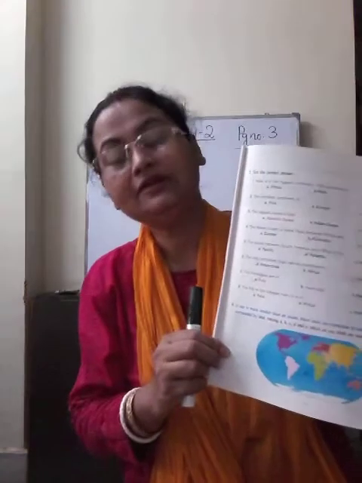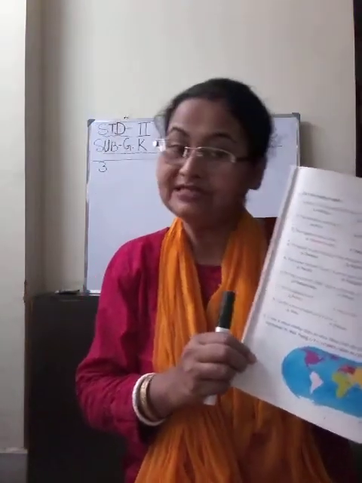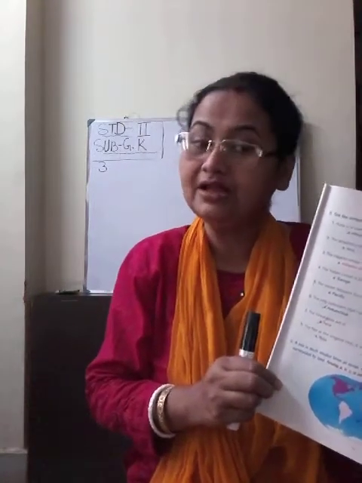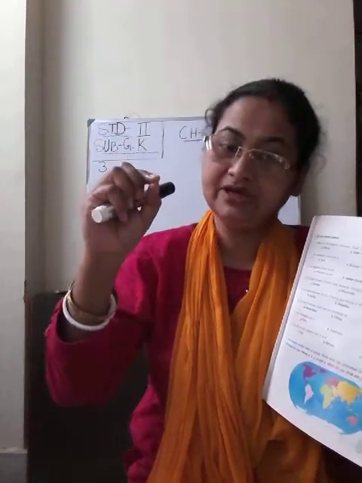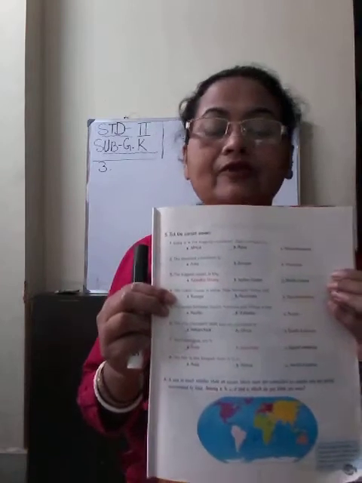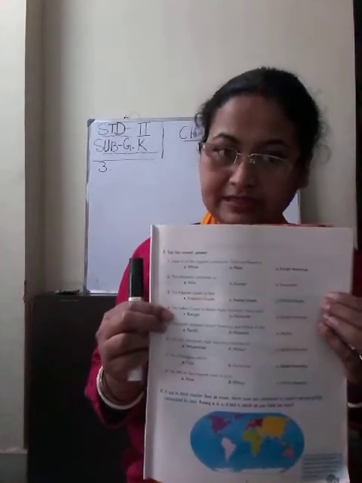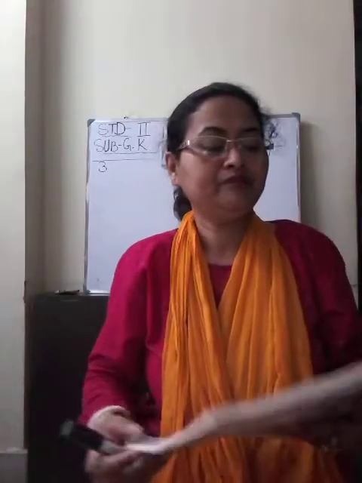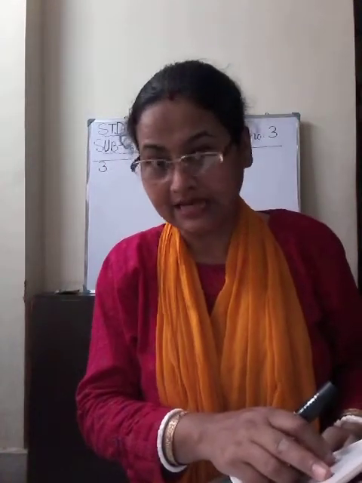Take out a pencil in your hand and an eraser. I will go slowly and you will go on ticking the correct answer. Put a tick mark. You will find 3 options, and for each question you will tick the correct option. Clear? Okay, let us start. Number 3, tick the correct answers.